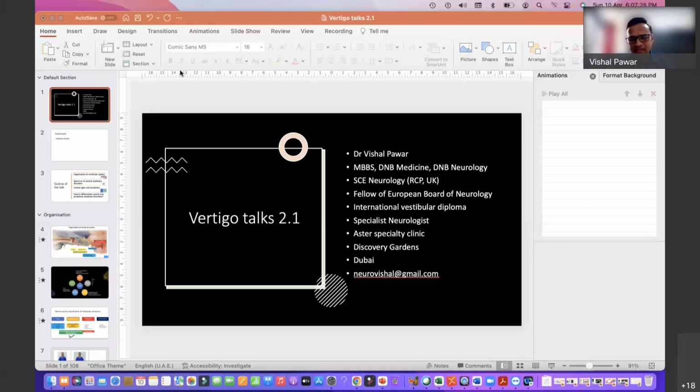Today's talk is mainly based on central vestibular disorder, a theoretical information about how to differentiate central and peripheral vertigo, the vestibular disorders. So we'll begin with this.